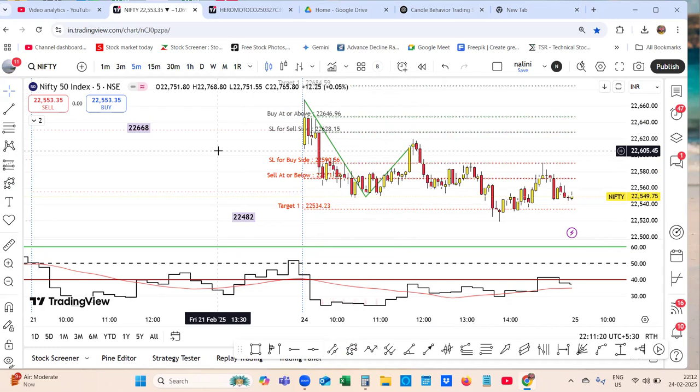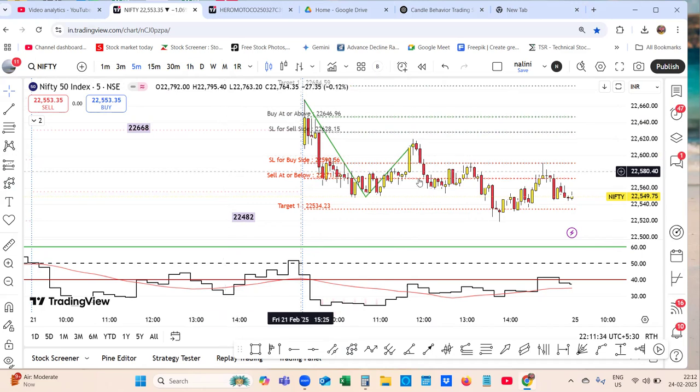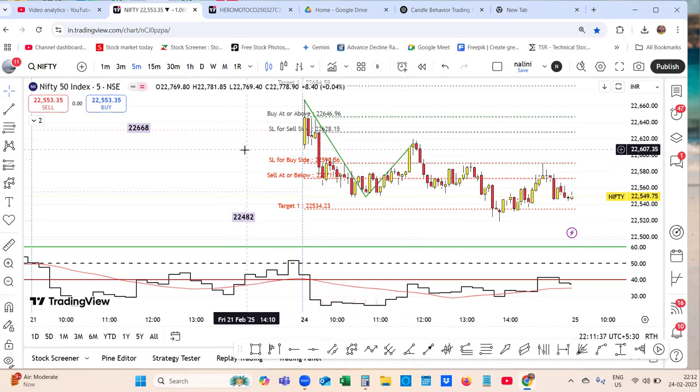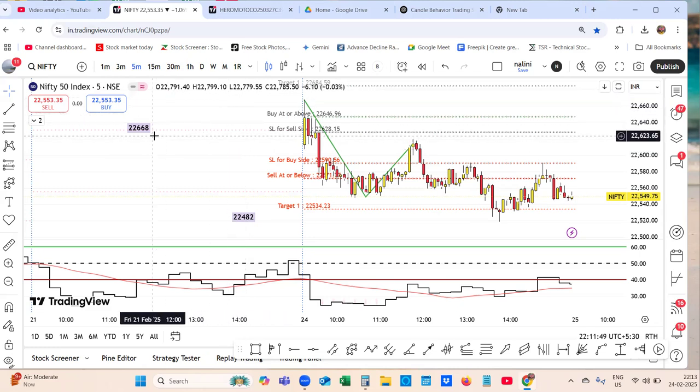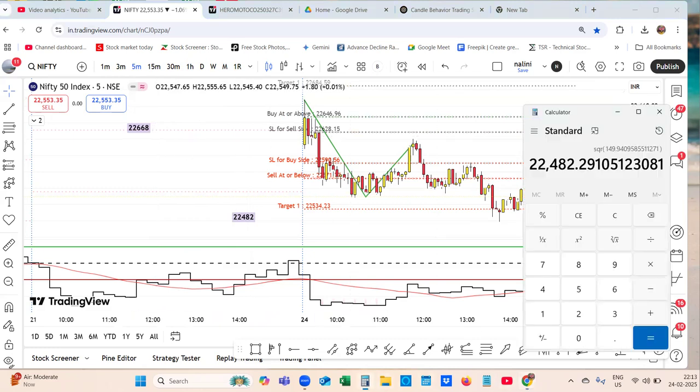Apart from these Fib calculations, we are also taking the Gann angle for the precision trade. For that also, you have to take the high price 22,668 and find its square root. Taking the square root of 22,668, you get a base price.